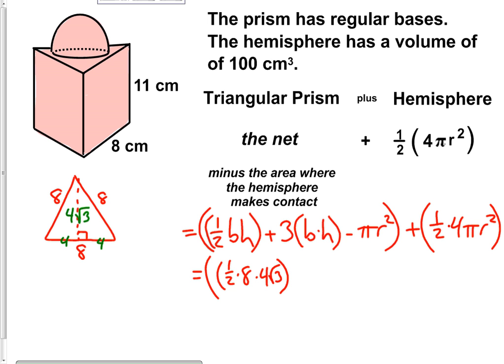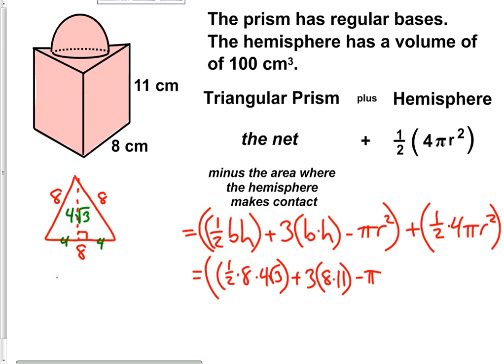I don't want to round off until I get to the end of the problem, so I'm going to leave that as a radical. We have 3 rectangles that are all the same size traveling around our triangular prism, and they are all 8 by 11. From that, we have to subtract pi times the radius of that hemisphere where it's touching our prism. We do not have the radius, but we do have a volume of 100 cubic centimeters.